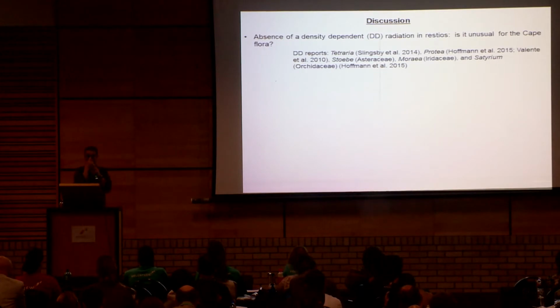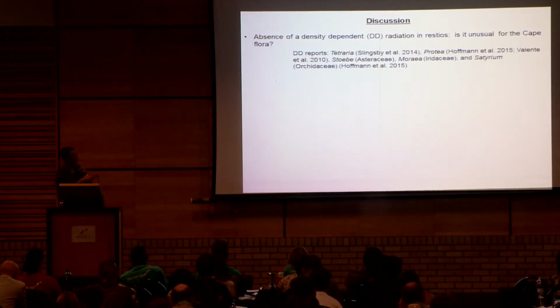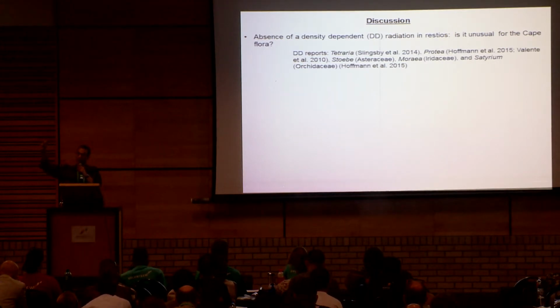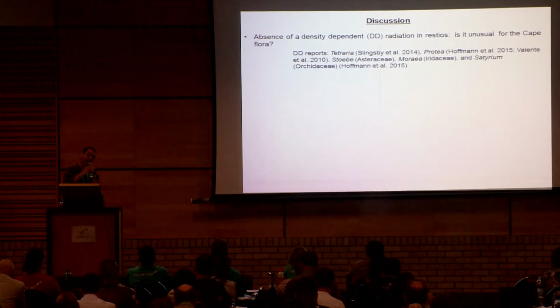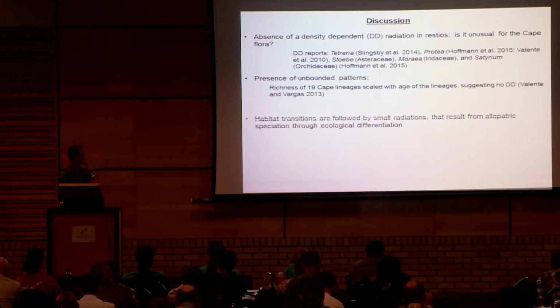And is it unusual for the Cape flora? I mean, that's a fair question. I know all these guys that I'm citing here, so there's no problem if I criticize a bit what they've done. It's just that they did report diversity dependence, so basically a limit to diversification and a slowdown toward recent time. Now, all these guys did not sample 100% of the species. They all had between 15 and 55% of the total species numbers. It doesn't mean that it doesn't exist. It just means that we need more data to significantly test for these signals.